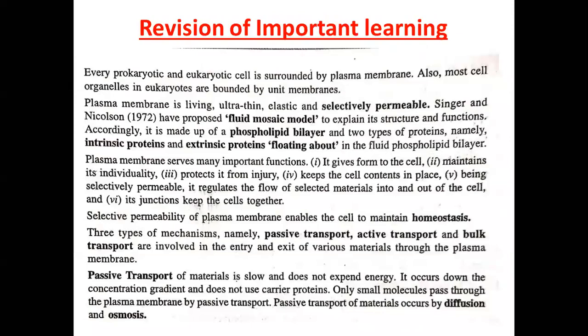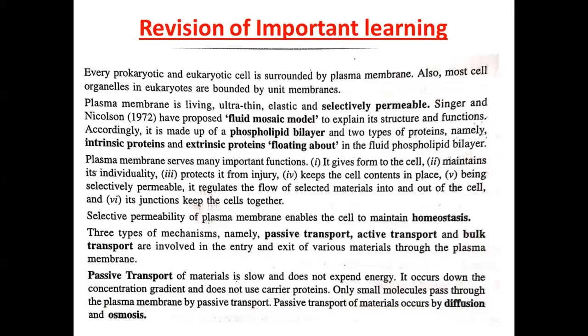Every prokaryotic cell and eukaryotic cell is surrounded by a plasma membrane. Also, most cell organelles in eukaryotes are bounded by unit membranes. The plasma membrane is living, ultra-thin, elastic, and selectively permeable. Singer and Nicolson in the year 1972 proposed the fluid mosaic model to explain its structure and functions. Accordingly, it is made up of a phospholipid layer and two types of proteins, namely intrinsic proteins and extrinsic proteins, floating about in the fluid phospholipid bilayer.